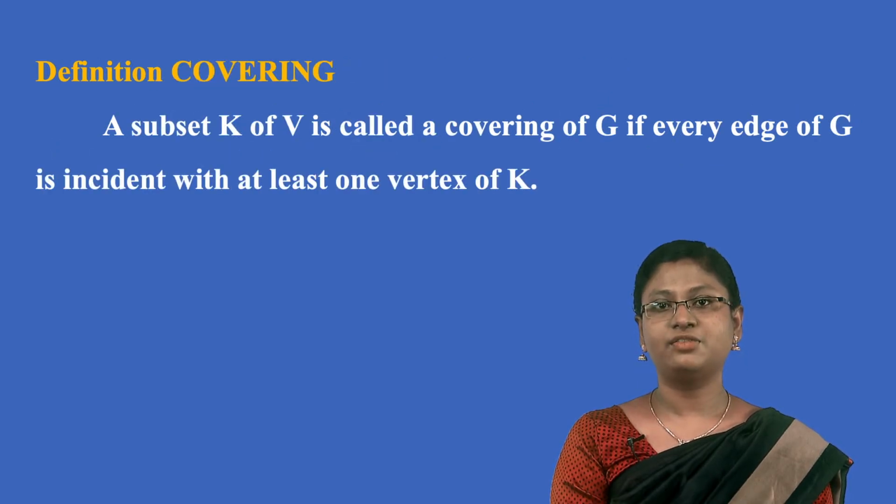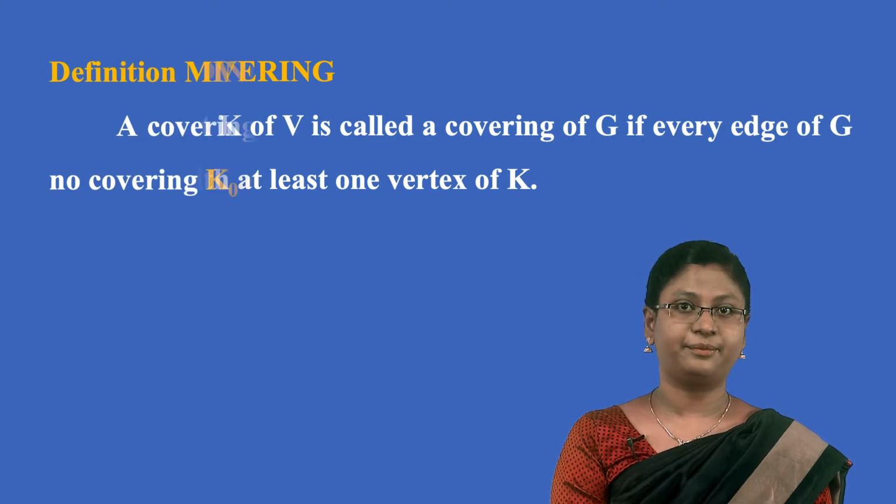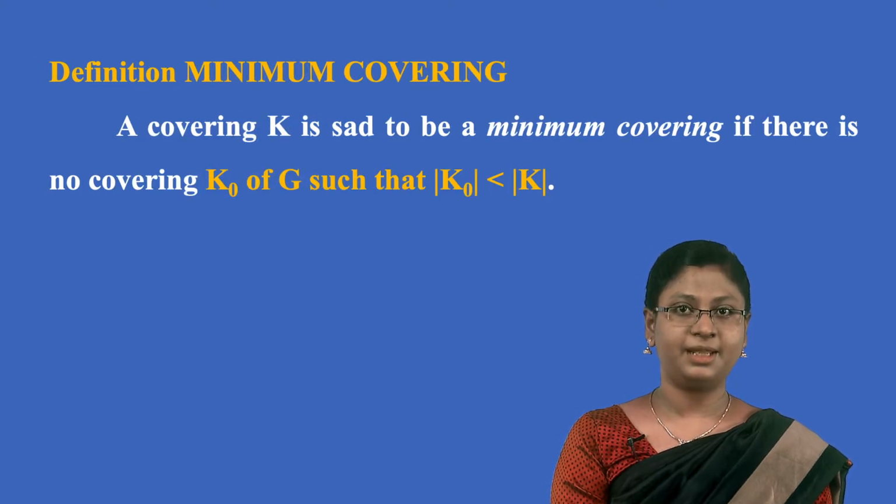Definition of covering: a subset K of V is called a covering of G if every edge of G is incident with at least one vertex of K. Let us see the definition of a minimum covering in a graph. A covering K is said to be a minimum covering if there is no covering K naught of G such that cardinality of K naught is less than cardinality of K.